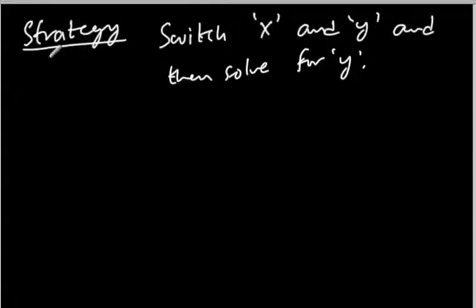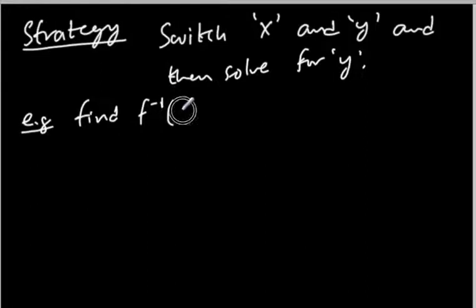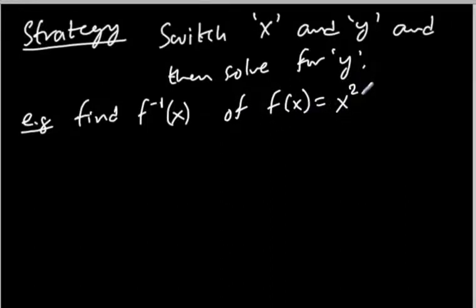So I have an example here. The example says find f inverse. Remember, the notation for an inverse is f with a superscript -1, of f of x equals x squared minus 3. And I'm actually going to set a domain for this. I'm going to say x is greater than or equal to 0.